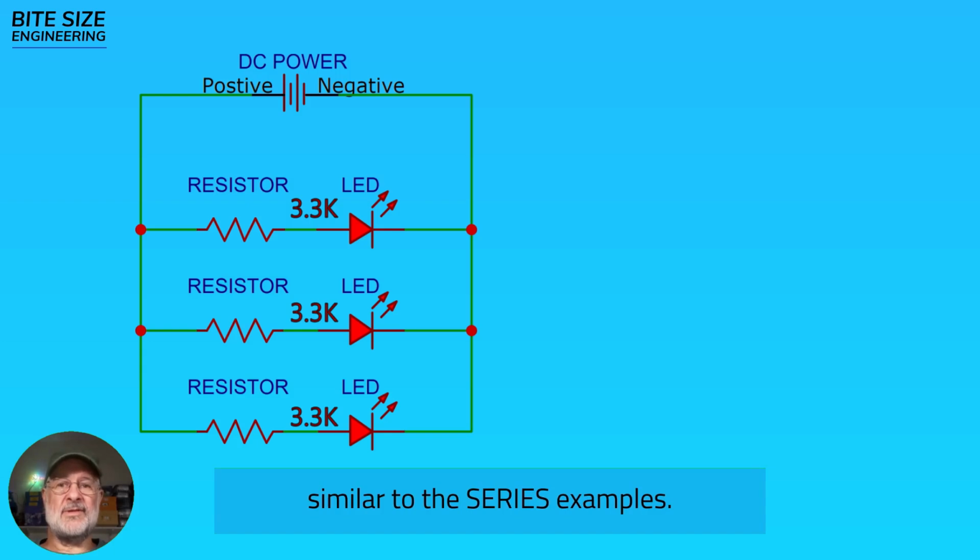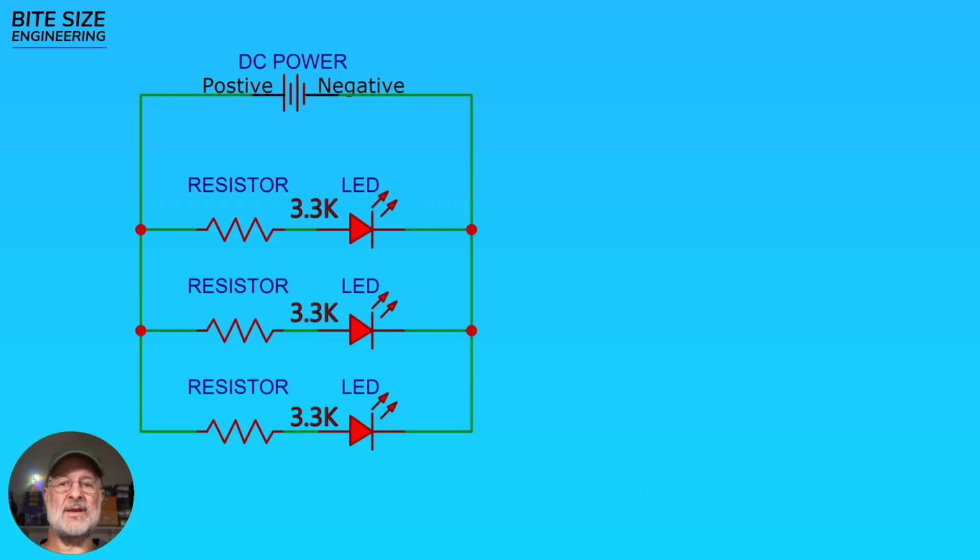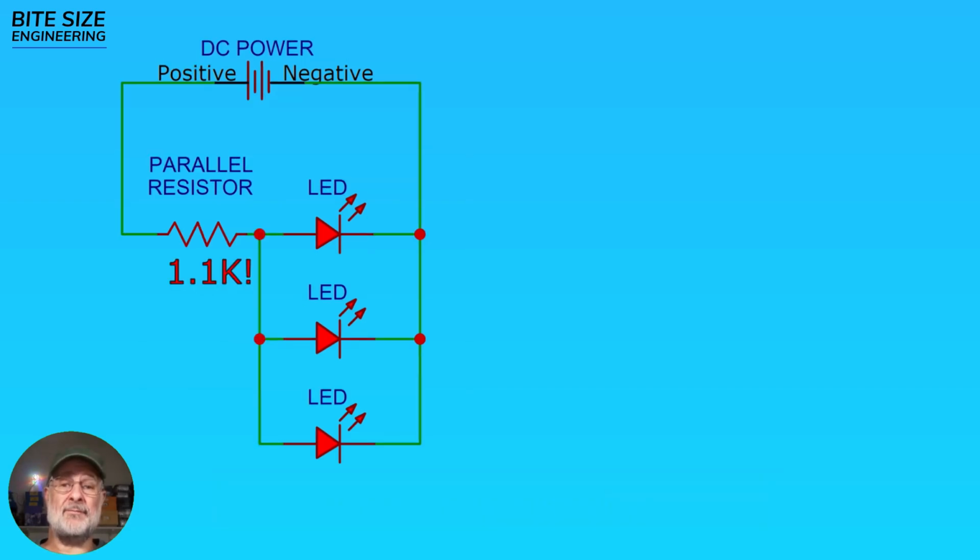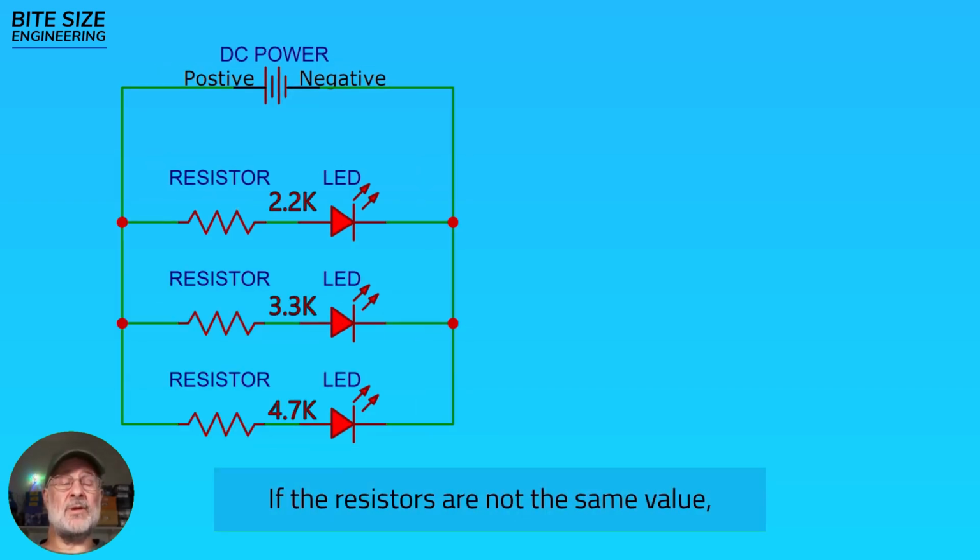Similar to the series examples, if you put LEDs on each branch like this, the calculation is the same. If the resistors are not the same value, the calculation is a bit more complicated, so we'll cover that in another episode.